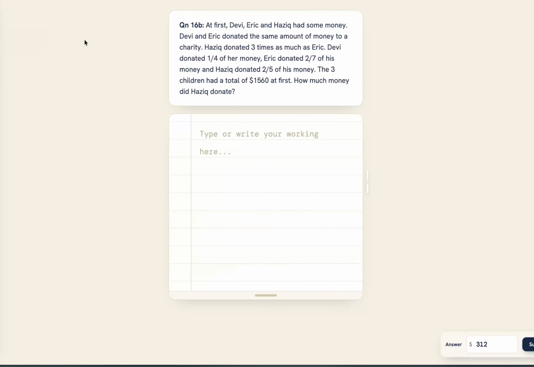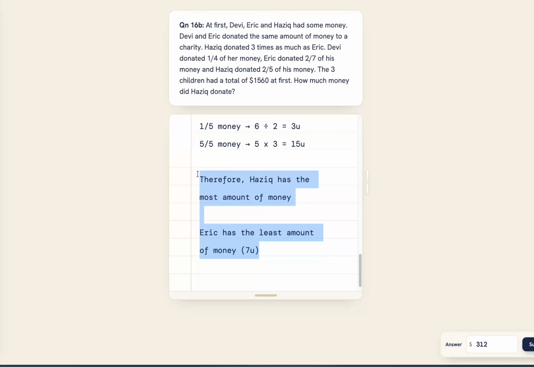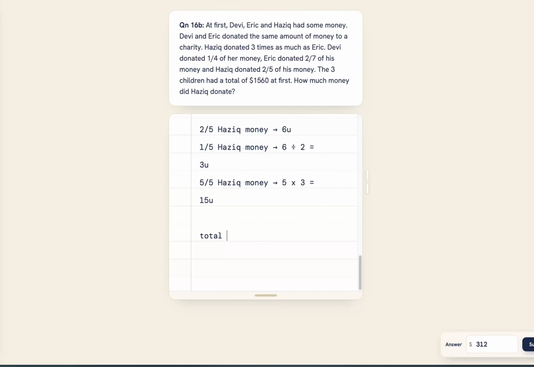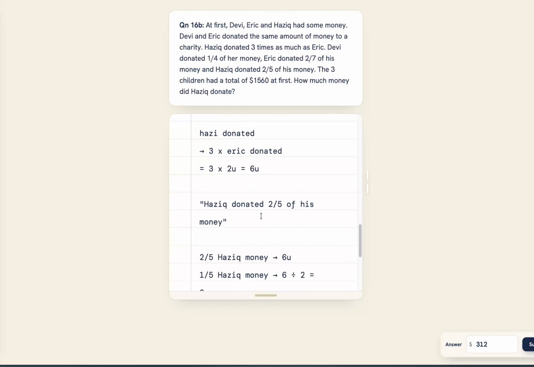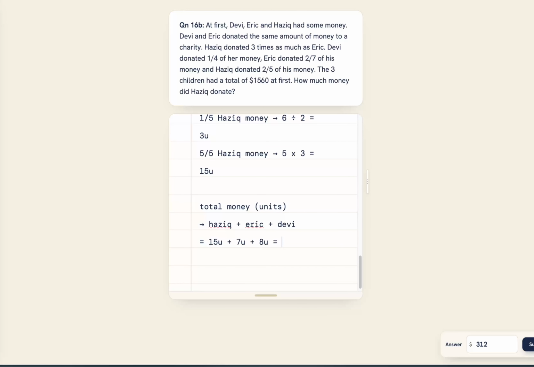So question 16 part B. The 3 children had a total of $1,560 at first. How much money did Haziq donate? So let's find the total. Total money in units would be equal to Haziq plus Eric plus Devi. In this case, 15 units plus Eric's 7 units, and then plus 8 units, this will be 30 units.